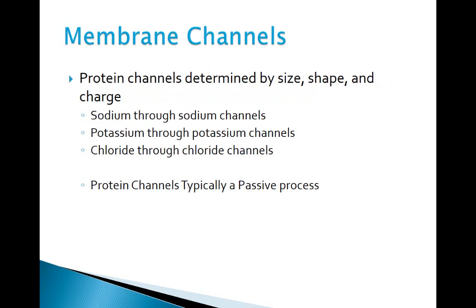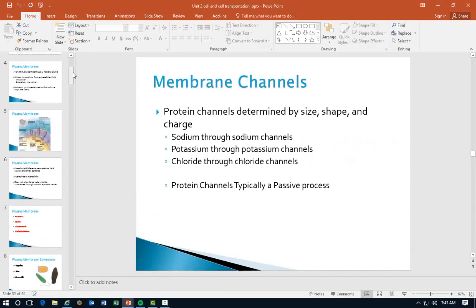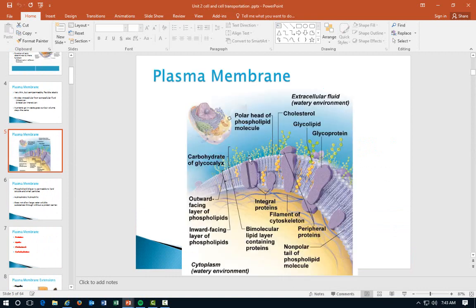A protein channel is a protein that has a little channel that runs through it. It is determined by the size, shape, and charge of the channel. And it's very specific. So sodium has its own sodium channel, and you can see potassium chloride has its own. Water would have its own. They call them aquaporin channels, if you will. In fact, if I go back to this picture right here, this is a channel right here. And so you can see that things can pass directly through, but again, it's very specific at the same time.